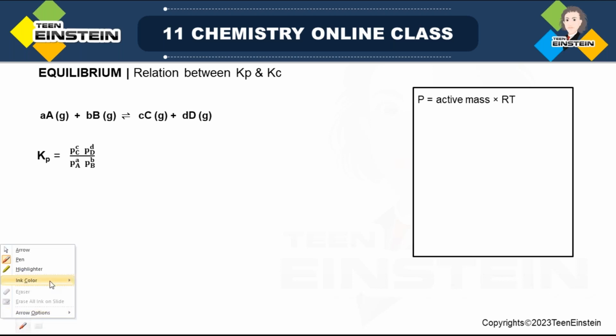Next important topic is the relation between Kp and Kc. So the Kp expression for this reaction, all are in gaseous state. On the product side we have C and D with proper coefficients, and on the reactant side we have capital A and B with proper coefficients, that is a and small b. Now the Kp expression should be partial pressure of C raised to the power c, then partial pressure of D raised to the power d. Then in the denominator we have partial pressure of A raised to the power a and partial pressure of B raised to the power b.